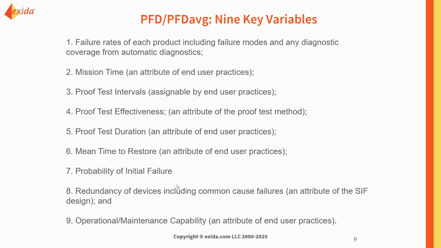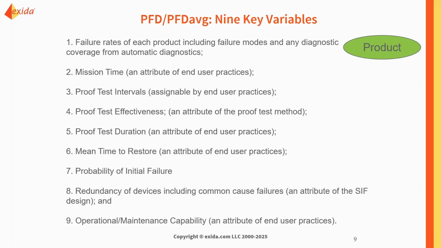So when it comes to doing this, there are 9 key variables you have to consider. First and foremost, as I've just mentioned, is the failure rates of each product, including failure modes and any diagnostic coverage. So depending upon the device, if it's intelligent and it has diagnostics, we can make use of that. And of course, this is going to be an attribute of the actual product itself.